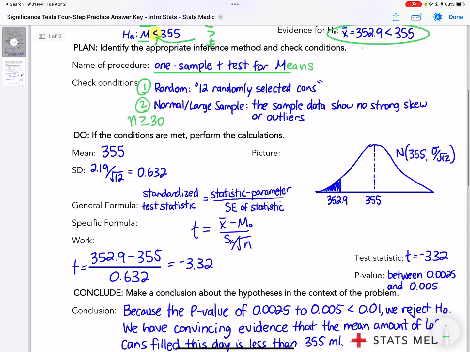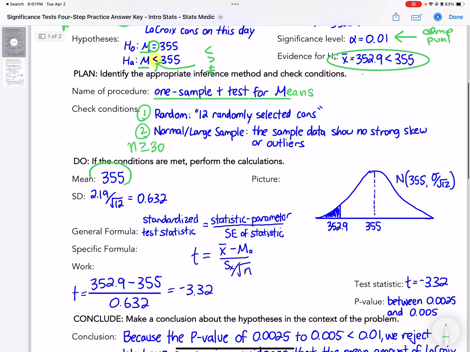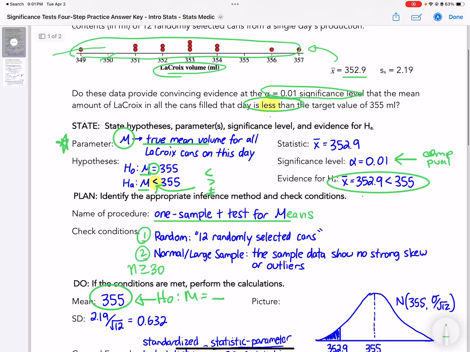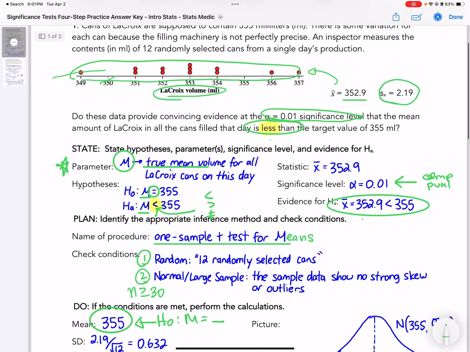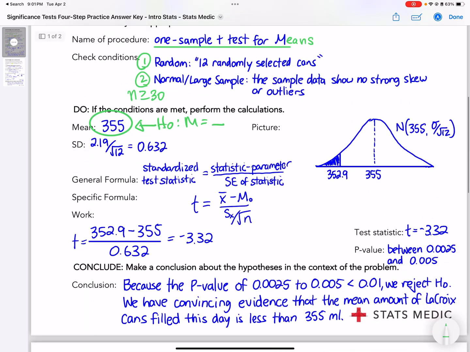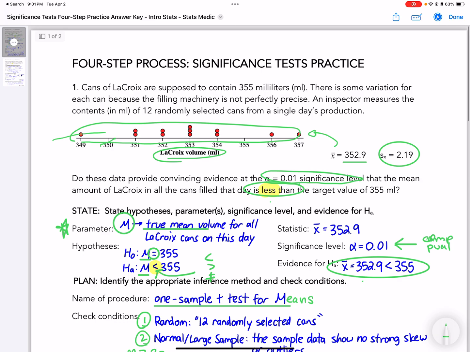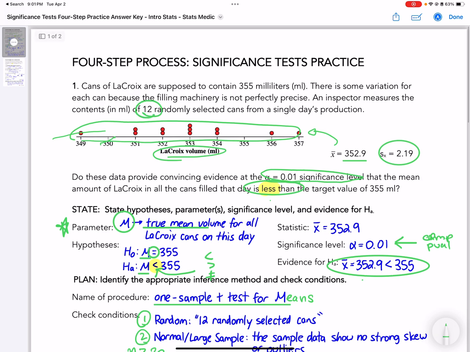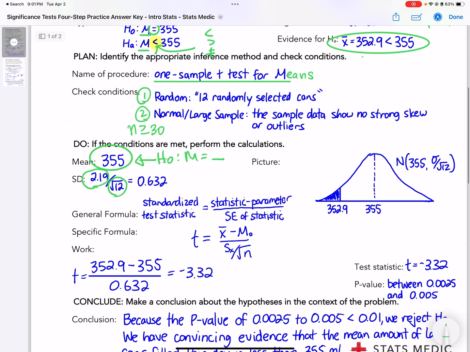Okay, so the conditions, my mean is 355, my standard deviation is 2.19 over square root of 12. Let's look where I get this from. The 355, remember that's from my hypothesis. That's the H0, the mu equals, that's what that is. And the standard deviation, I gave you 2.19, and it's over square root of 12, because remember there are 12 of those. So it's going to give you the standard deviation over the square root of n.